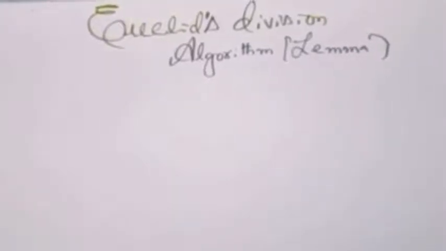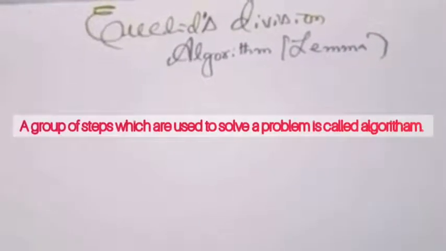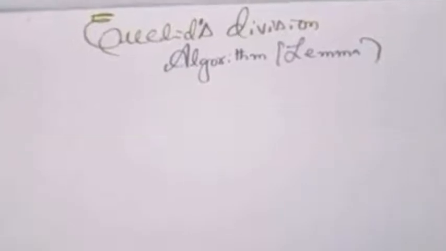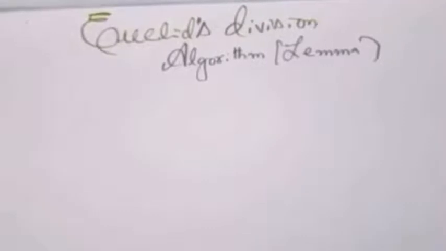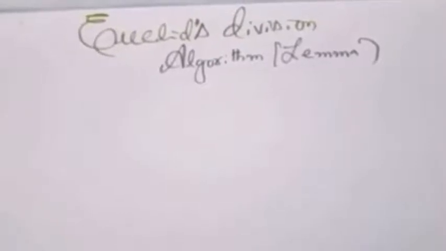You know what algorithm means? A group of instructions which are used to solve a problem is called an algorithm. So algorithm is nothing but lemma only. Okay, so before going to Euclid's division lemma, let me discuss a few basics.